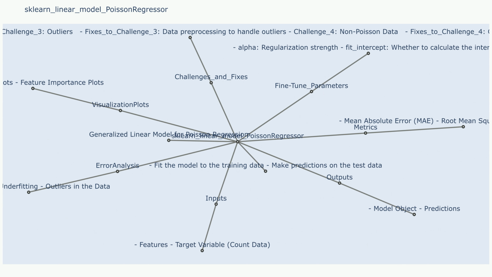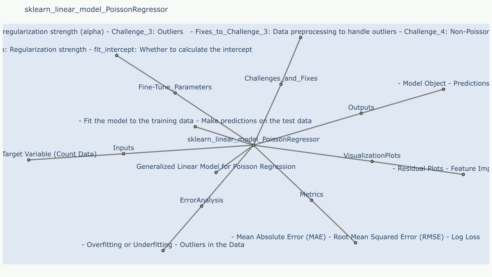Metrics: mean absolute error measures the average absolute difference between the predicted and actual values. Root mean squared error, RMSE, measures the square root of the average squared difference between the predicted and actual values. Log loss measures the average negative log likelihood of the model.